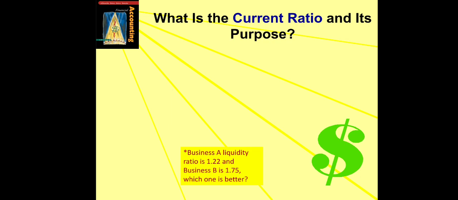Okay, the second ratio that can be used to analyze financial statements is called current ratio. Current ratio is a measure of liquidity. Liquidity is related to the ability of a business to pay short-term debt.